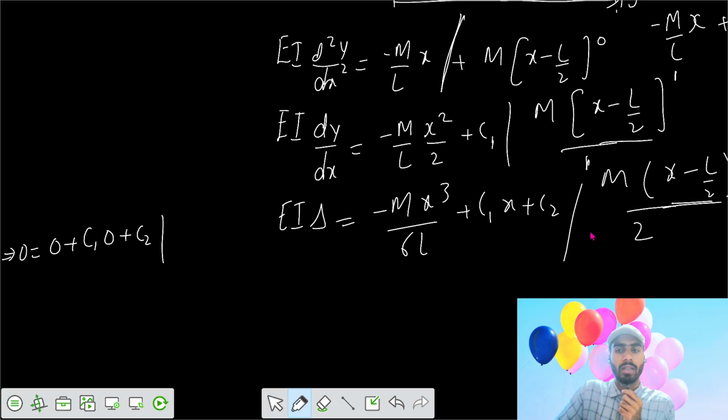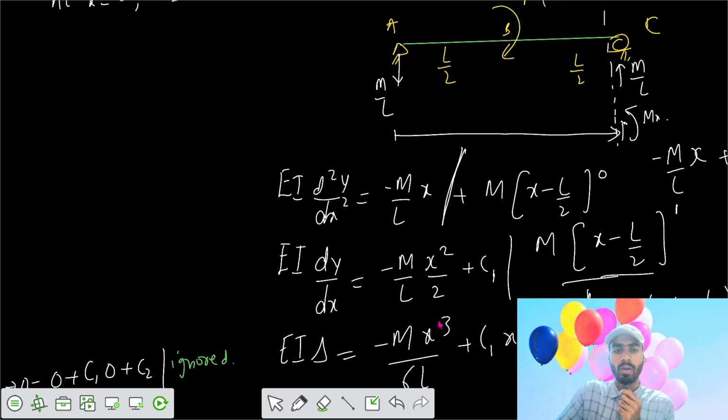Then after that, this term, 0 minus L by 2, is not valid, so we can ignore this term also. That means c2 equals 0.